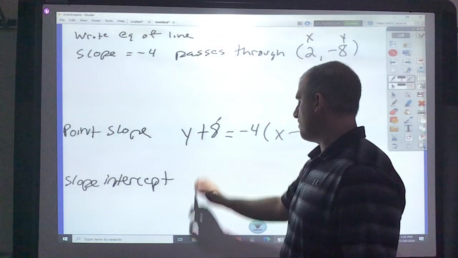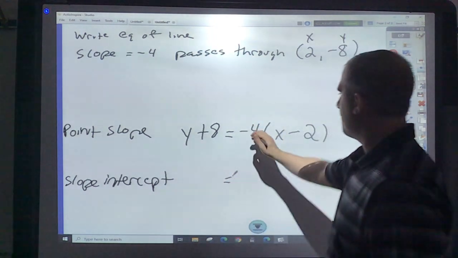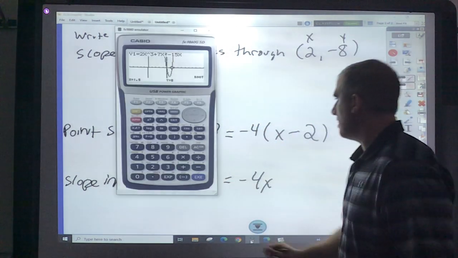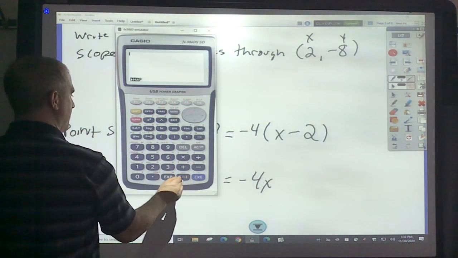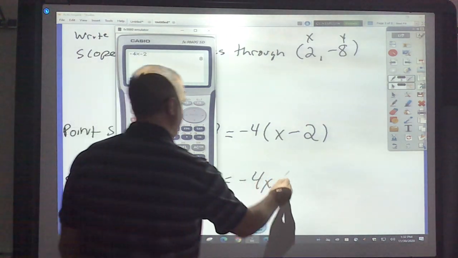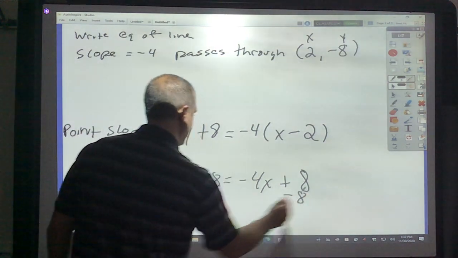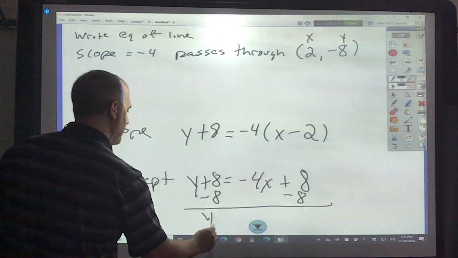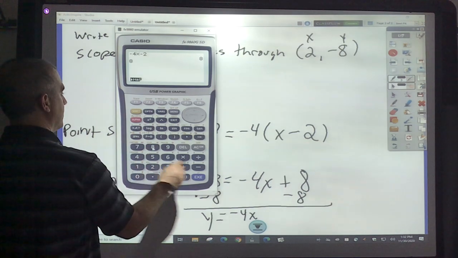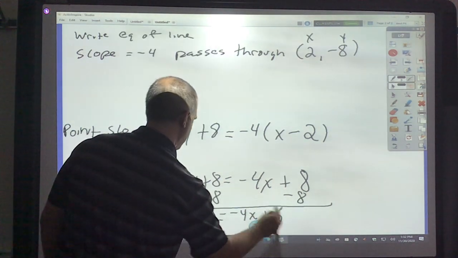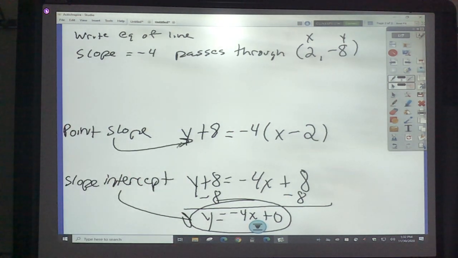Now, what I would do to get slope-intercept form is I would distribute that. -4 times x is -4x. -4 times -2 is +8. And now I would subtract 8 from this side. I got y equals -4x, 8 minus 8 is 0. Boom. That's my slope-intercept form. That's my point-slope form. That's how easy it is.